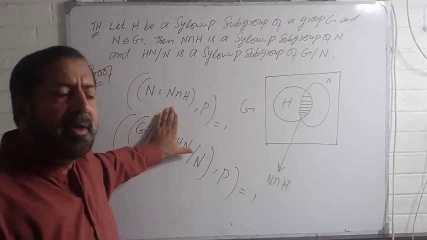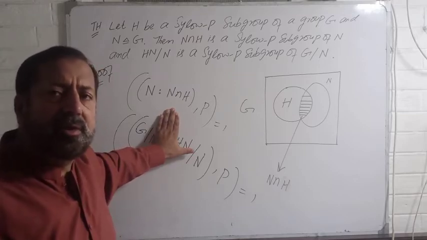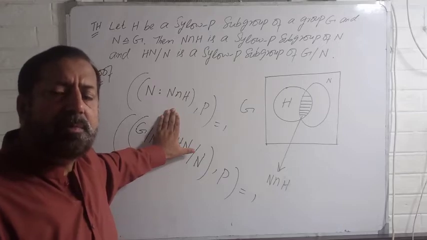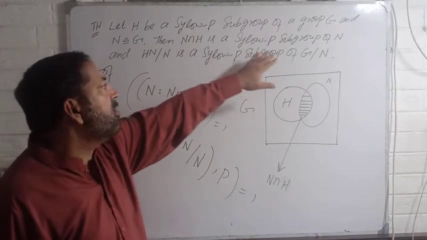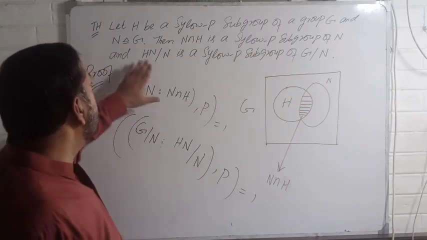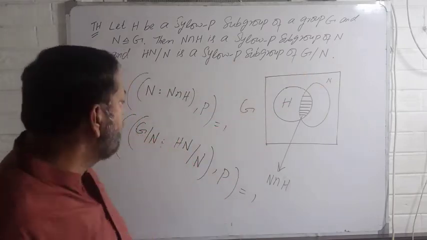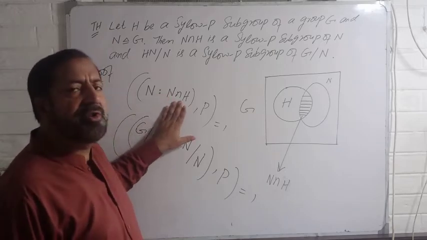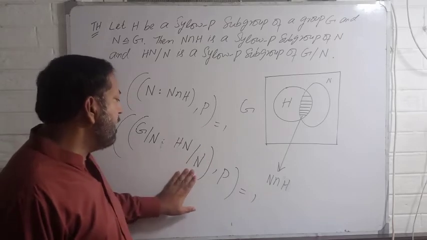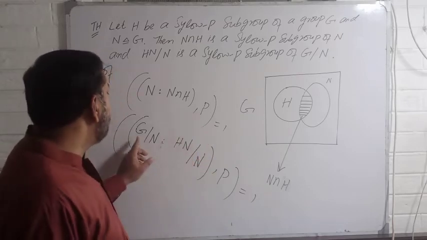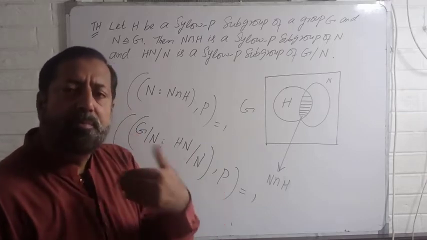You know very well, if p power alpha is the highest power for H, then of course the index of H in G must be prime to p. So to show that N intersection H is a Sylow-p subgroup of capital N and HN by capital N is a Sylow-p subgroup of G by N, you must show these two things. One is that the index of N intersection H in N is prime to p, and secondly, the index of HN by N, this is the quotient group, in capital G by N is also prime to p, right?